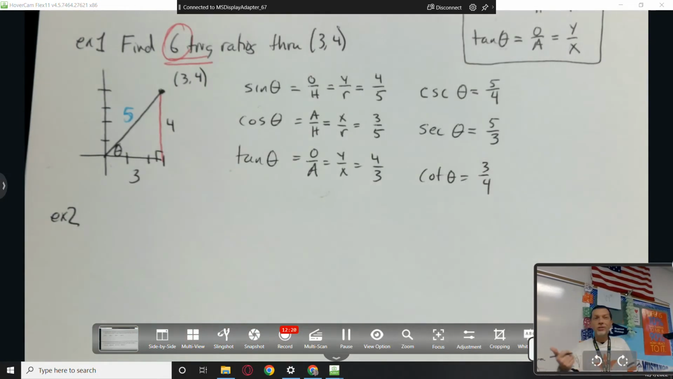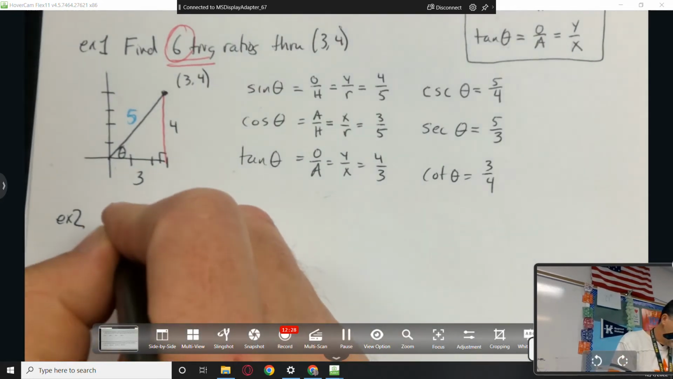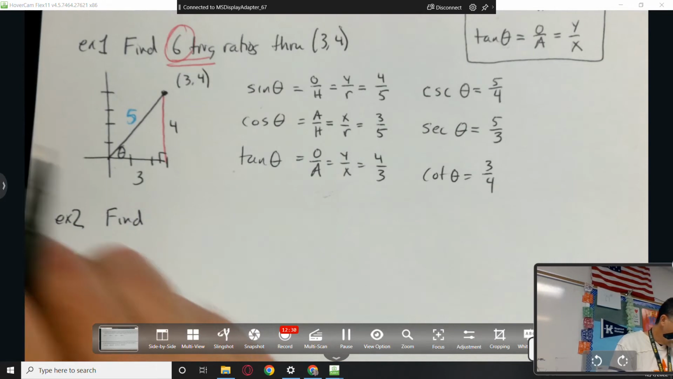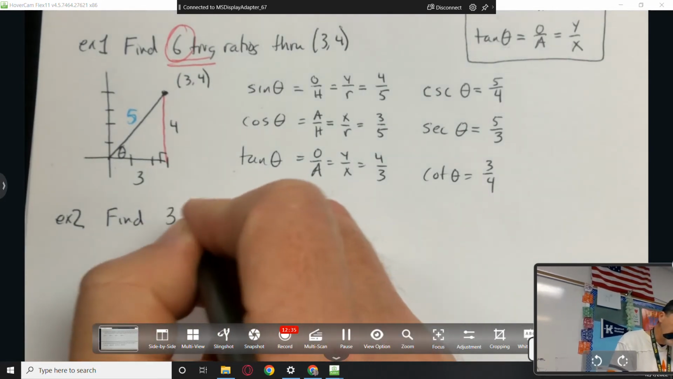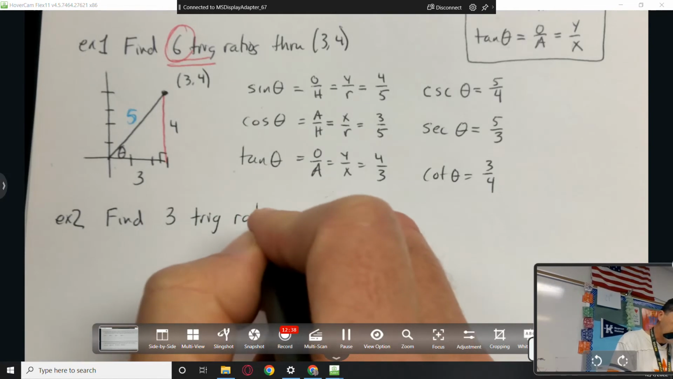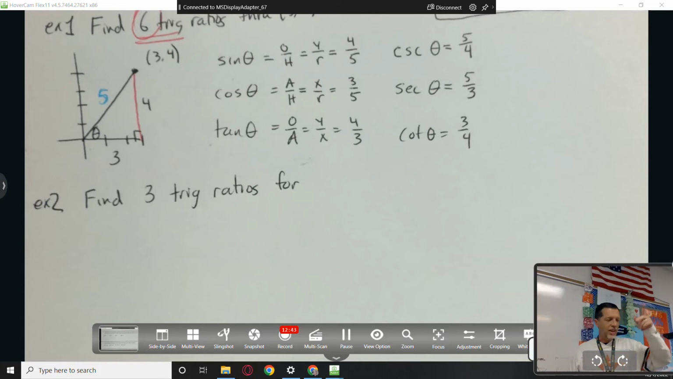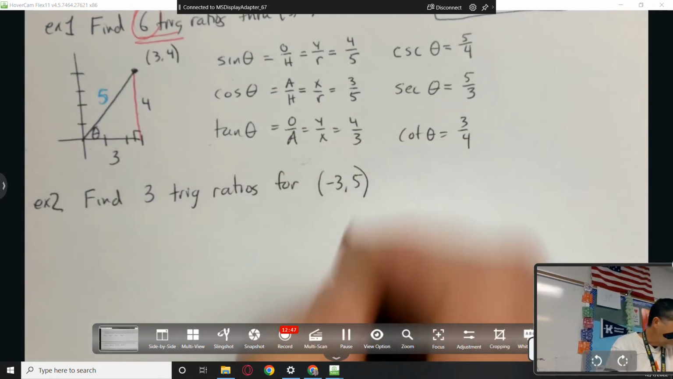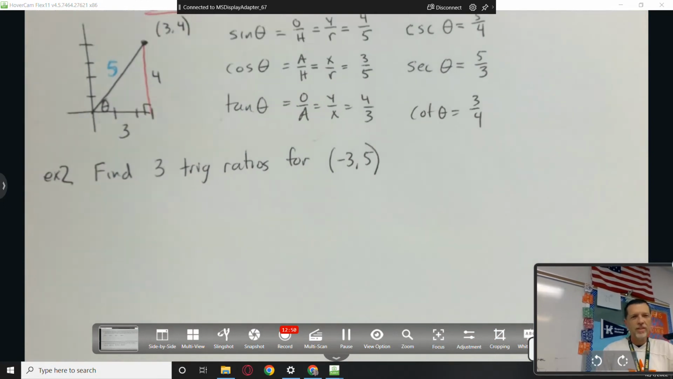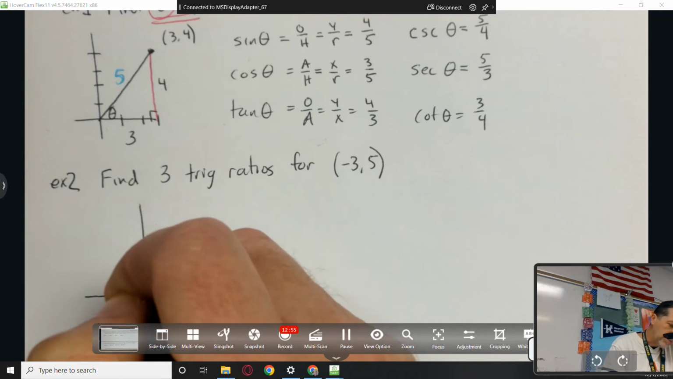Okay, so you know SOHCAHTOA, you know it pretty well. You're just applying that in a little bit different spot. Let's save a little time. Let's just find the 3 trig ratios, because if you can find the first 3, then finding the second 3 is easy. For -3, 5. Okay, so negatives, that's the trick for this one. Well, plot the point.